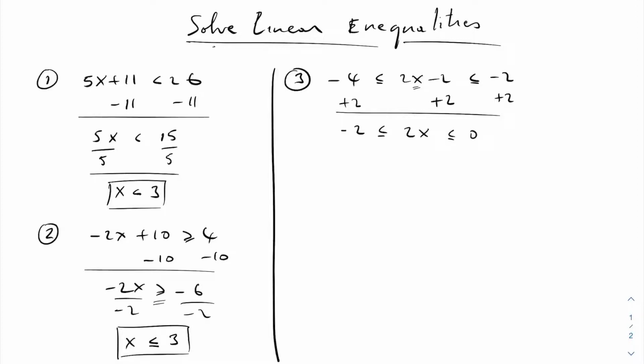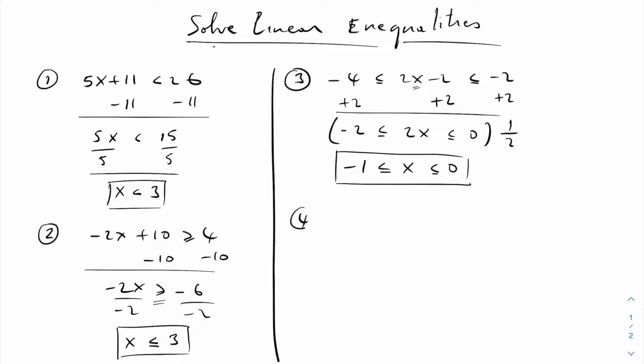Last thing you do is get rid of the 2 next to the x. So you're going to divide this whole thing by 2 or multiply it by 1/2. And so that will give you negative 1 less than or equal to x less than or equal to 0. And you are done. All right, let's move on to example number 4.